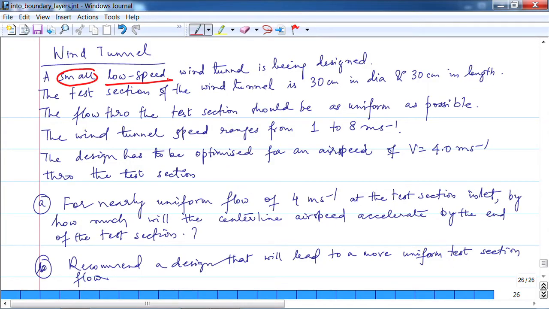Low speed, so that basically will say what? Low speed has something to do with the Reynolds number. That will boil down to whether your boundary layer is laminar or turbulent. There is no question of any boundary layer here as such, but low speed will generally decide whether your flow is laminar or turbulent. It is intuitive to say that the flow is going to be laminar.